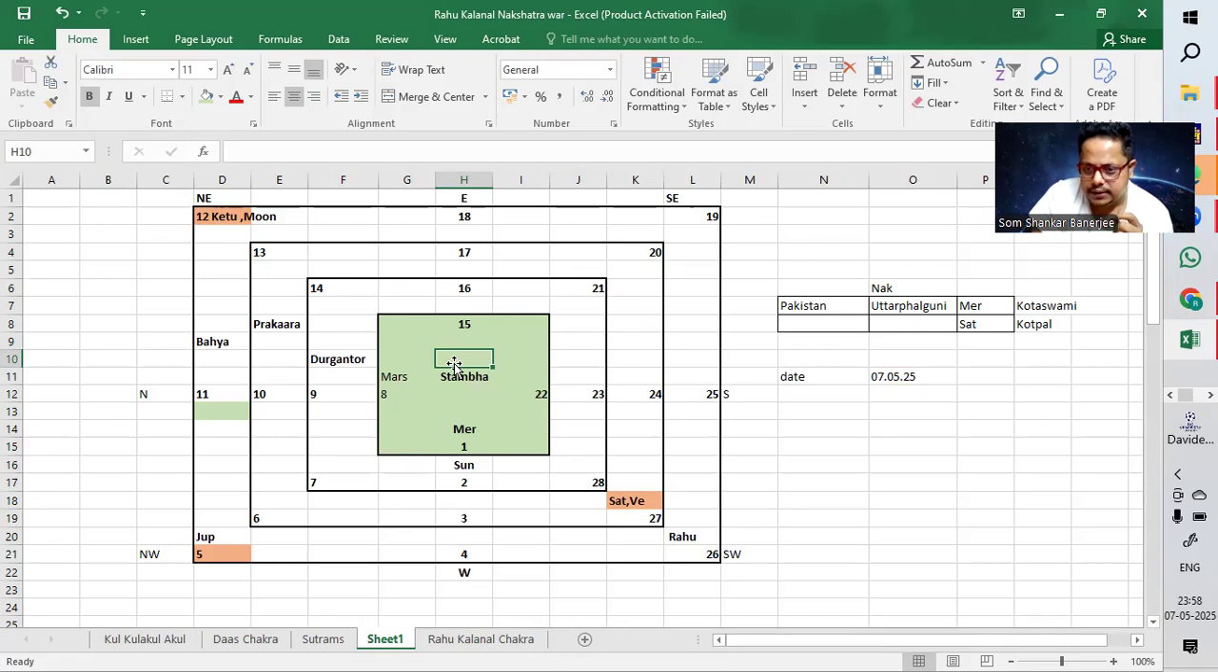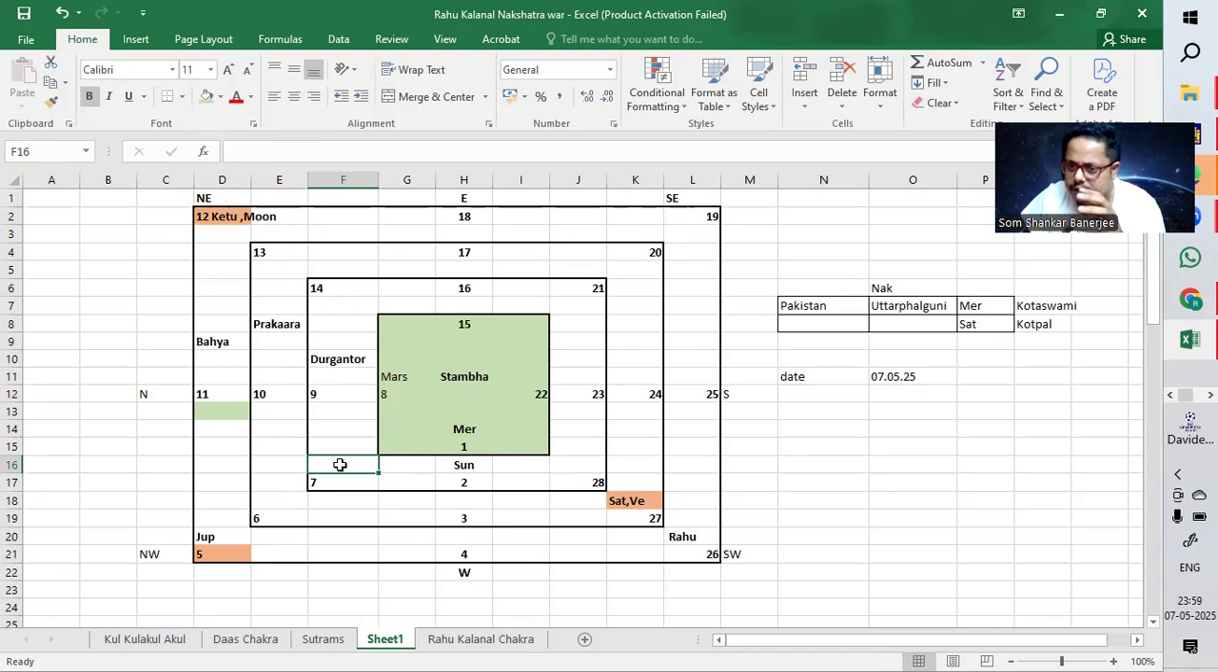So whenever malefics come inside this Stambha, there is some kind of problem which may happen to that country at that point of time. That is how the ancient Jyotish used to see a chart. The Sutram says if Mercury and Mars are both in a Stambha Nakshatra, these are the 4 Stambha Nakshatras, or in the entry Nakshatra. So the diagonal, the 12, 13, 14, then the 19, 20, 21, then the 26, 27, 20. Then the 5, 6, 7. These are all the entry Nakshatras.